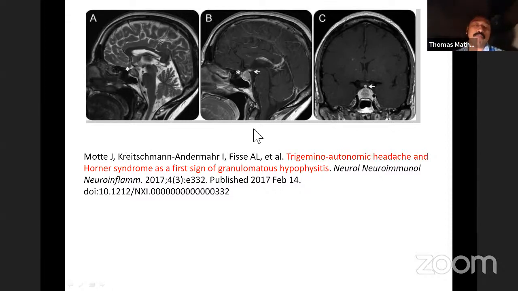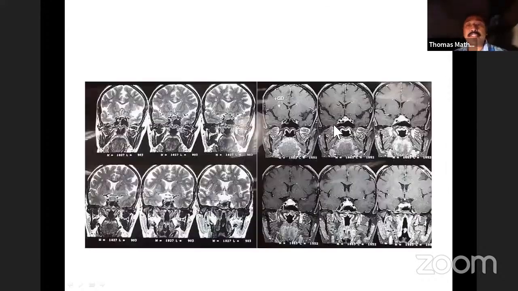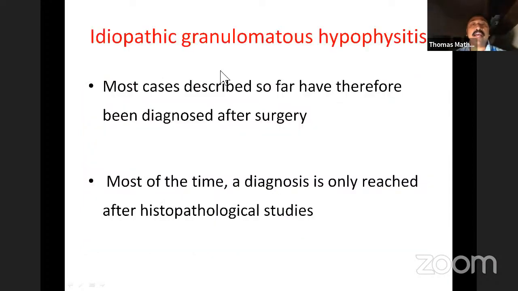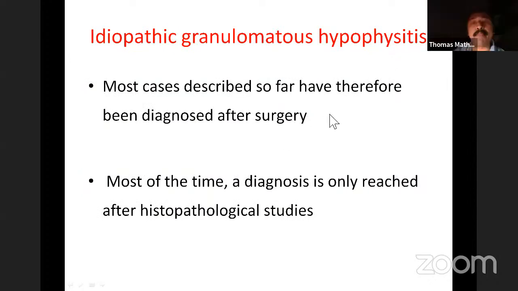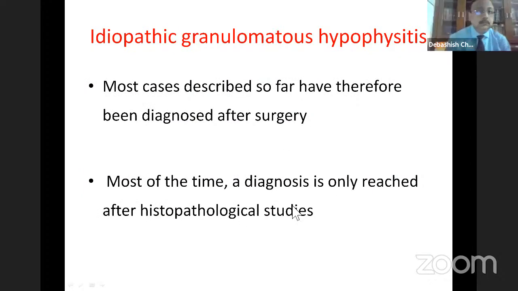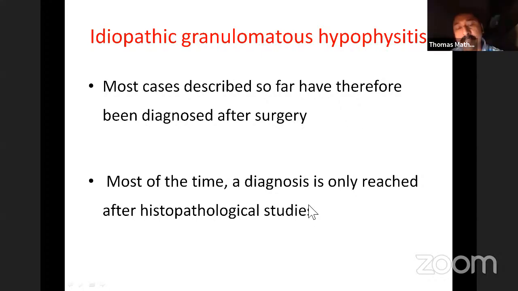And if there is no visual field defect or anything, you may give a course of steroids and then wait for improvement. These are other pictures from the net which show a similar-appearing bulky pituitary with a thickened stalk. So this is an entity of idiopathic granulomatous hypophysitis. Most cases described so far were diagnosed after surgery, and the diagnosis is reached only after histopathological studies. So it is worth considering the possibility of idiopathic granulomatous hypophysitis.